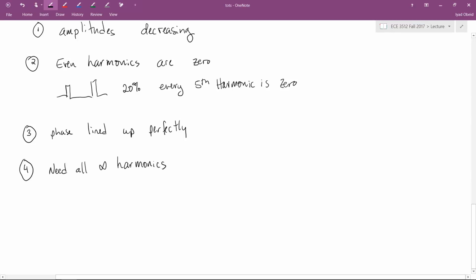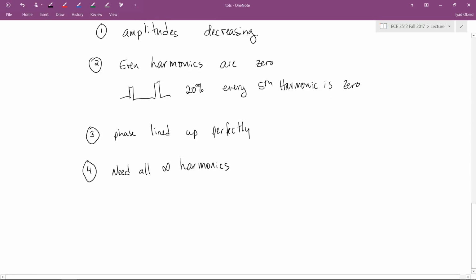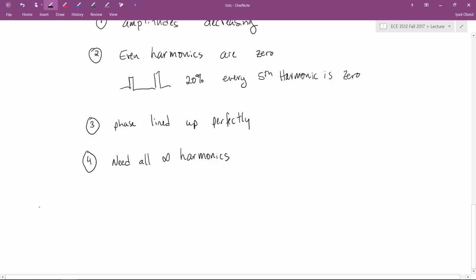Okay, if you don't include all infinity harmonics, then the sum of cosines won't sum up perfectly to the square wave that we're trying to recreate. So here we are. We have just established the square wave signal x of t, and I'm going to write this out only once because I'm trying to make a point worth making.